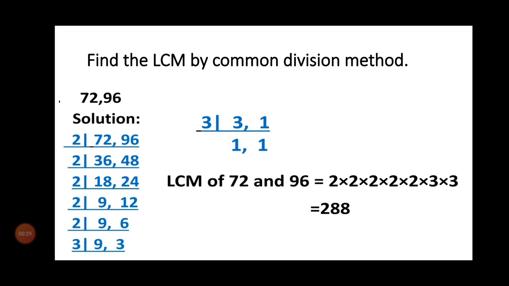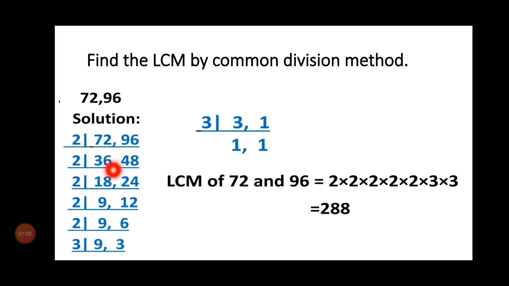Then find the LCM by the common division method. Here write both values in the same box: 72, 96. 72 is a composite number, that means an even number. 96 is also an even number. So both are even, so use the prime number 2 to divide. How many 2's are there in 72? 36. In 96? 48. So divide and write.